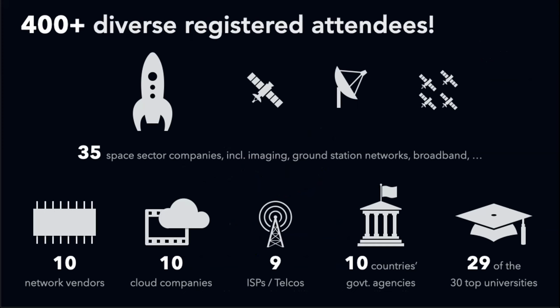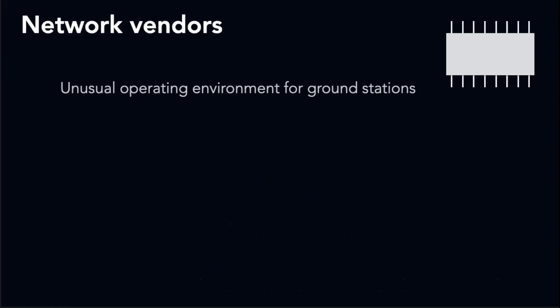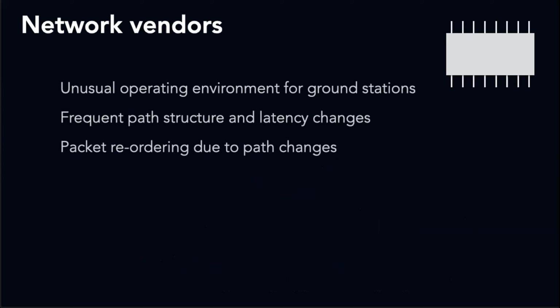With that, let's move out of the new space area and look at more traditional industries and settings. Here again, there are several interesting problems, for example, for network vendors. The ground stations represent a highly unusual operating environment for networking gear, with frequent path structure, latency, and connectivity changes. These kinds of connections incur high packet reordering as well as loss as paths change and there are handoffs. This means there are several opportunities for designing router hardware that operates at these ground stations, and also for control software that controls a distributed network of such routers.